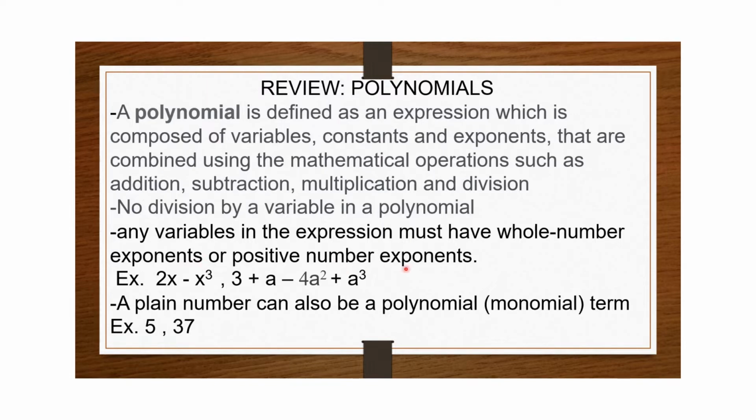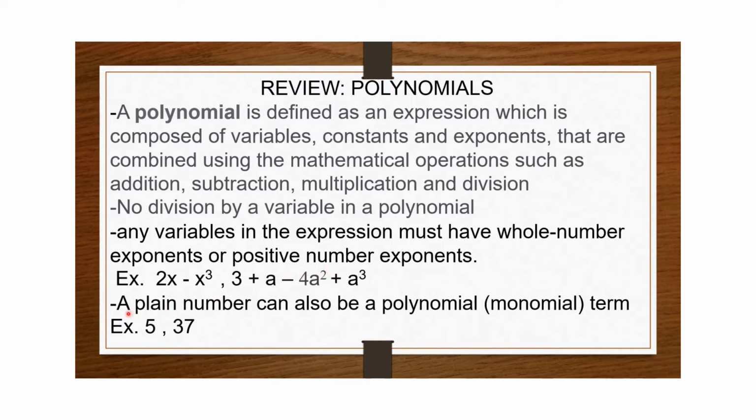For example, you have 2x minus x cubed. This is a polynomial. Why? You can see that the exponent of the variable x here is a whole number 1, and here it has an exponent of a whole number 3. In this second example, you have 3 plus a minus 4a squared plus a cubed. You notice that the variables a here have positive number exponents.